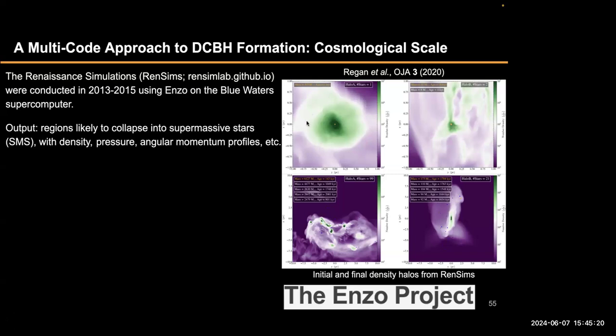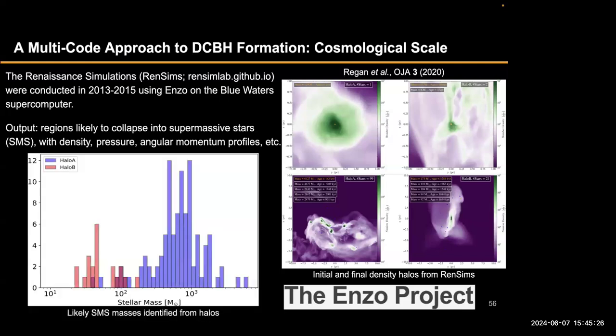So this would be the initial density configuration and then the final density halos that come out of the Renaissance simulations. From it, we can also extract the regions that are more likely to produce stars with the masses that we want to study. From this code, we're going to extract a certain region that either has already formed a supermassive star or is about to, and then feed that into the second code, which would study the mesoscale, which is MESA.